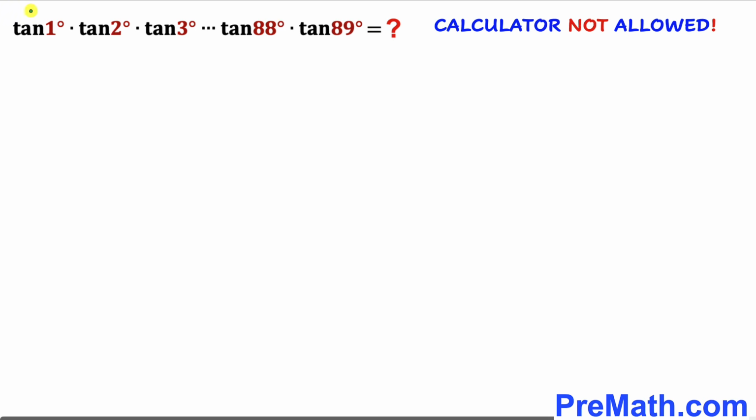And here's our question. Tangent of 1 degree times tangent of 2 degrees times tangent of 3 degrees, and it goes on and on until tangent of 88 degrees times tangent of 89 degrees. Now we are going to calculate the exact value of this given expression. And please bear in mind, we are not supposed to be using calculators of any kind.